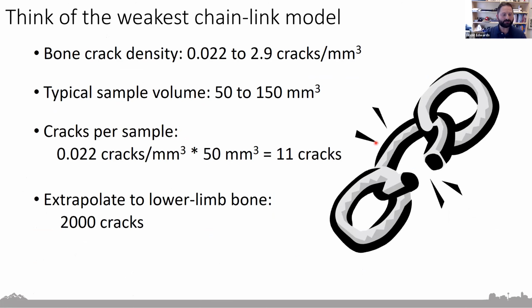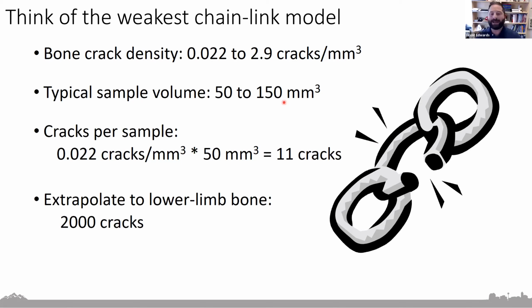So if you're asking yourself, what is the role of volume? What is this statistical size effect? The way I like to think of it is the weakest chain link model. If you take a very small sample of bone, say 50 to 150 cubic millimeters, and do histology on it, you might find a microcrack density of around 0.2 to 2.9 per cubic millimeter. So not a lot of cracks in a very small sample. If we go with the lower end, 0.022 cracks per cubic millimeter and a 50 cubic millimeter sample volume, you're talking about 1 to 1.1 cracks.